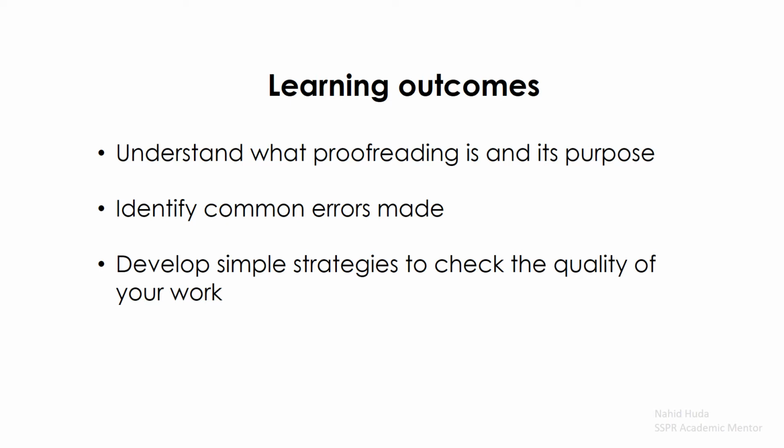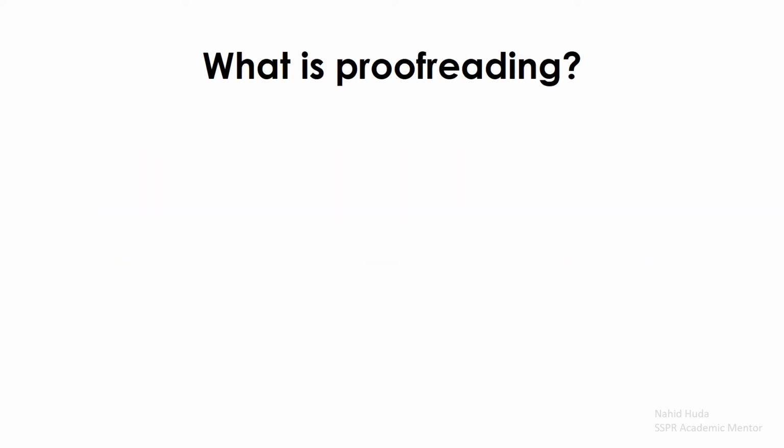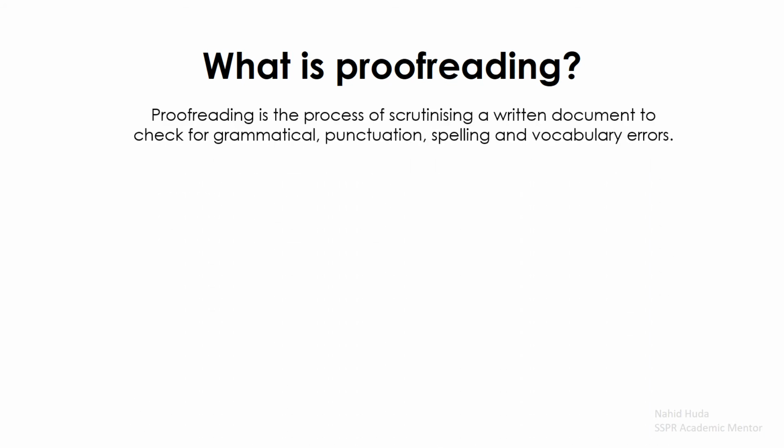The learning outcomes for this session are to understand what proofreading is and its purpose, to identify common errors made, and to develop simple strategies to help check the quality of your work. What is proofreading? Put simply, proofreading is a process of scrutinizing a written document to check for grammatical, punctuation, spelling, and vocabulary errors.